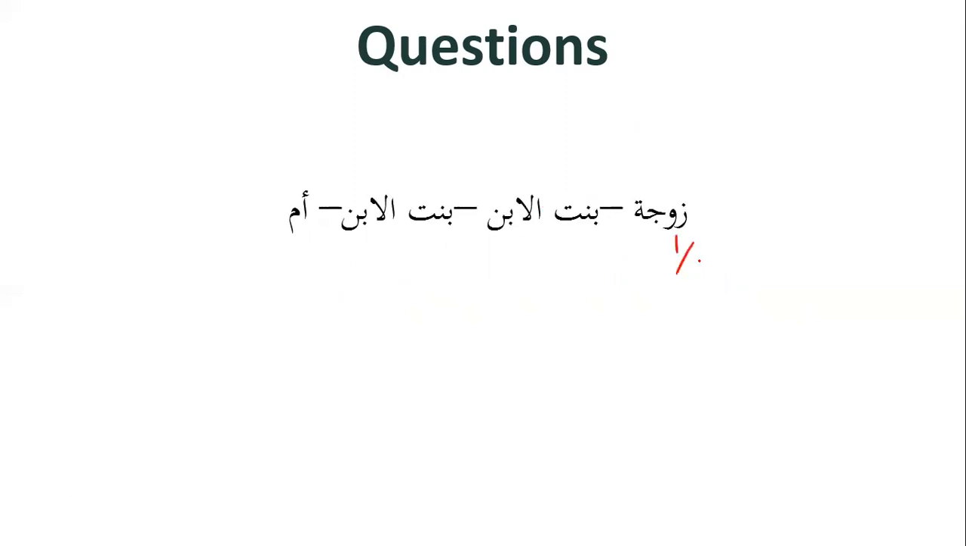Over here, zawja will get 1/8. We haven't covered. Bintul ibn together will receive 2/3 according to condition number 2, when 2 or more and the ibn, bint and ibn al-ibn are not present.